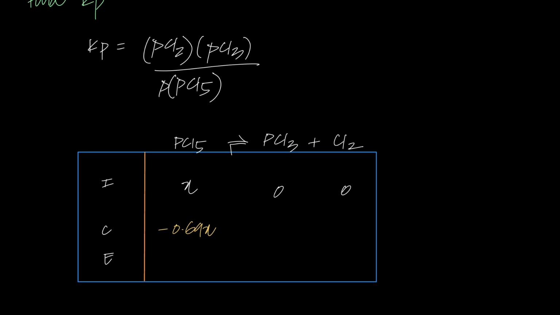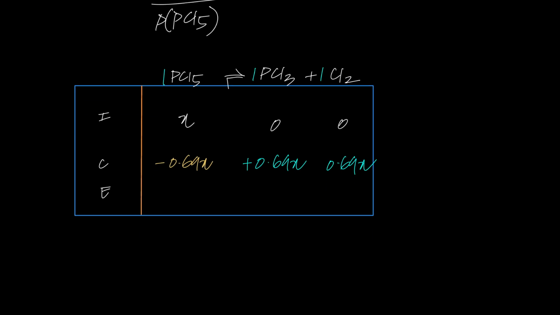Now again, in what ratio are they all? 1:1:1. So if this decreases by 69%, this would increase by 69%, and this would increase by 69%, wouldn't it? 69% of what? 69% of X. I can absolutely write that. So 0.69X positive, 0.69X positive.